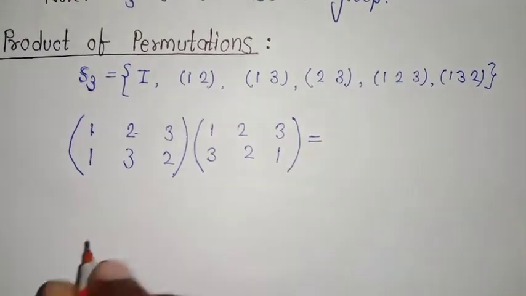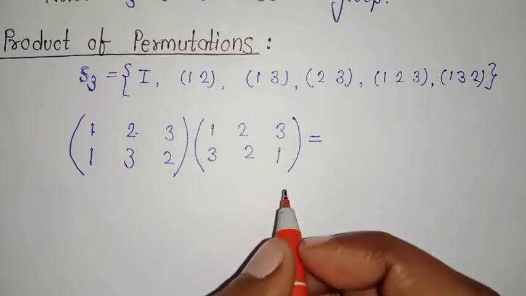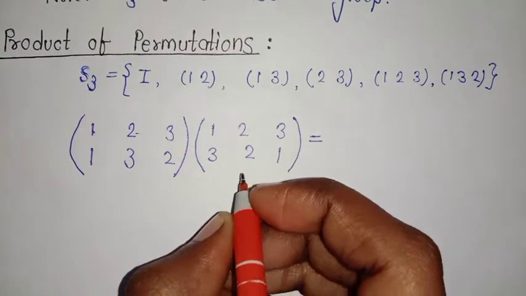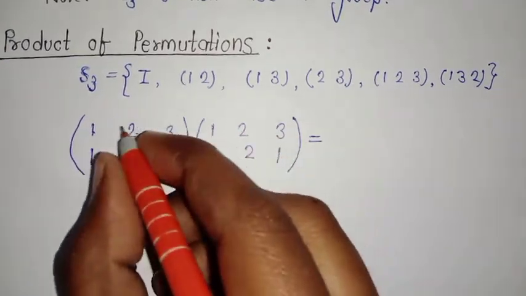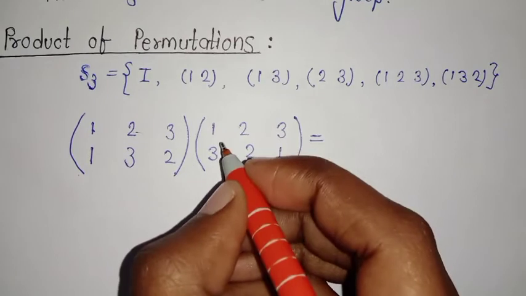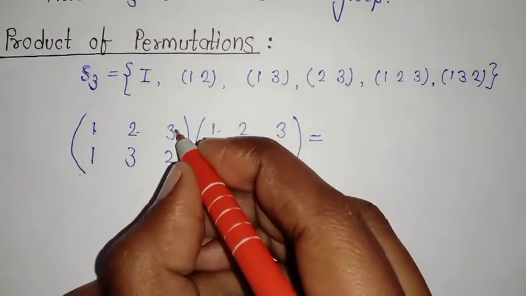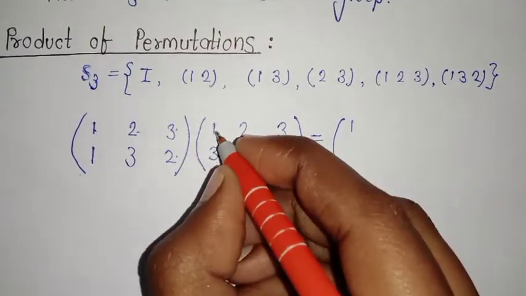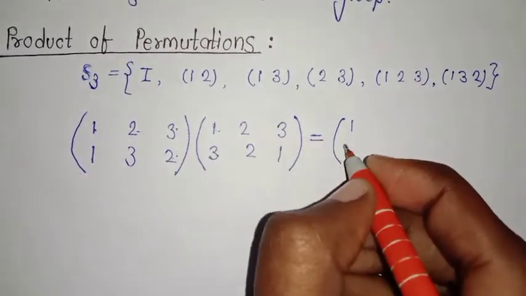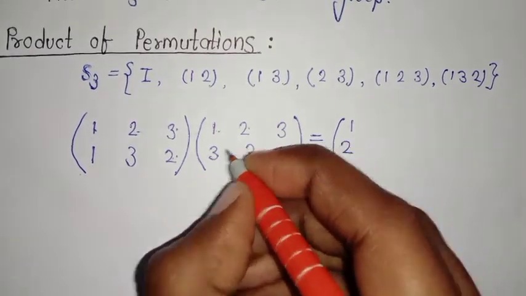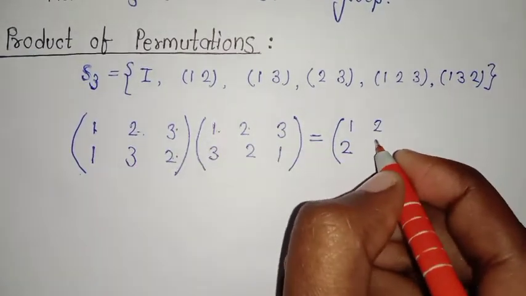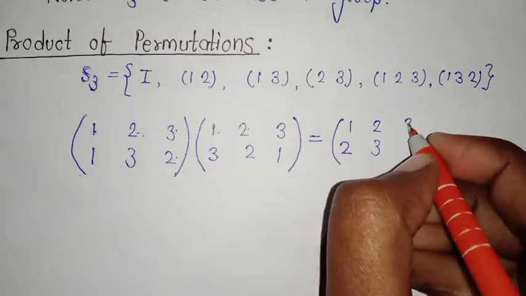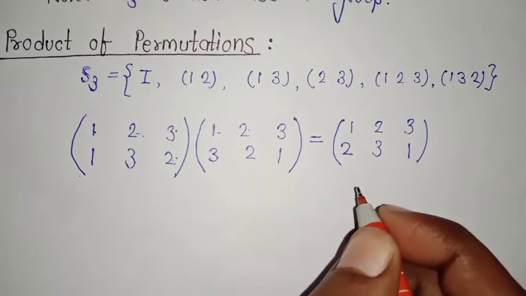The product of permutations is possible in 2 ways, but we will use only one way, and that is from right to left. That is, firstly we will see this one, and then we see this one. So 1 is going to 3 and 3 is going to 2 in this permutation. So in the product of these 2, 1 is going to 3, 3 is going to 2, so 1 is going to 2. 2 is going to 2 and 2 is going to 3, so 2 is going to 3. 3 is going to 1 and 1 is going to 1, so 3 is going to 1 actually. So this is the product of permutations.